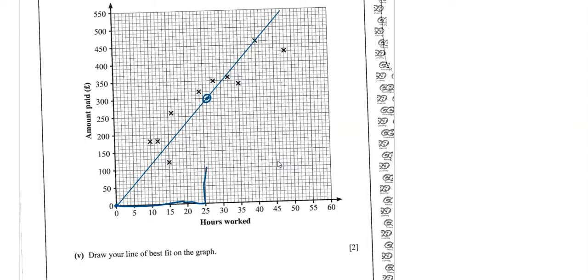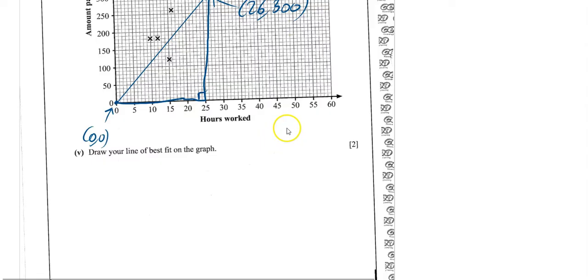Done. The next part of the question asks you to find the equation of your line. So you draw a triangle, and I'm going to use this point, which is 0, 0, and this point, which we knew to be 26, 300. So there are 2 points. I picked nice points which I knew, and I'm going to work out the equation of this line of best fit using these 2 points.